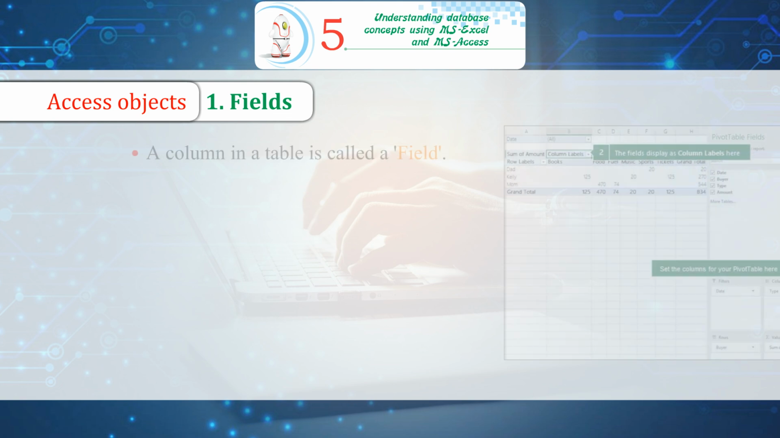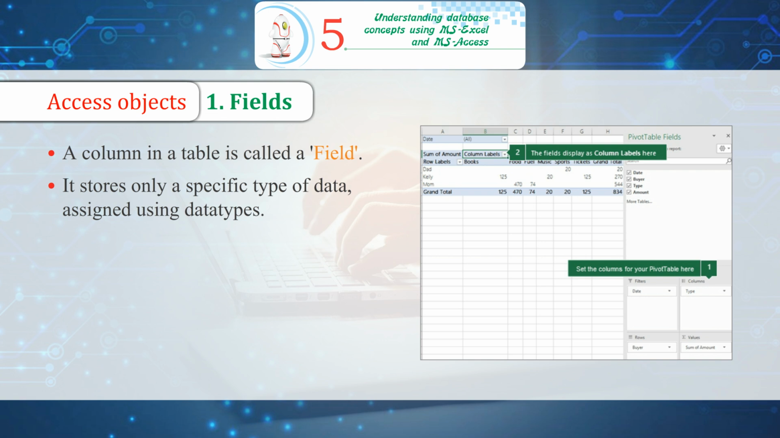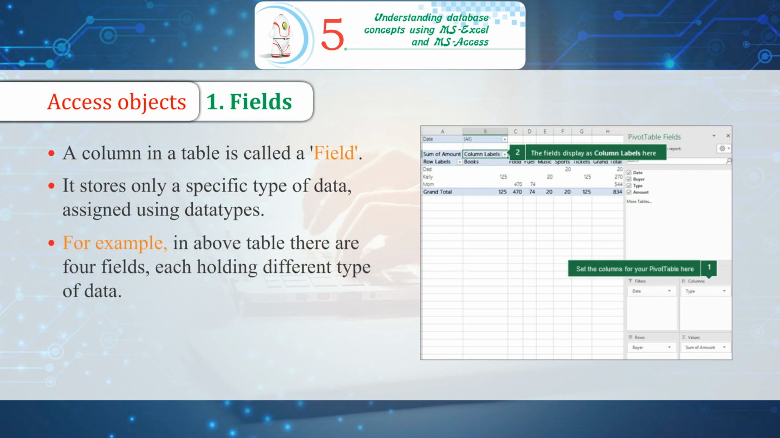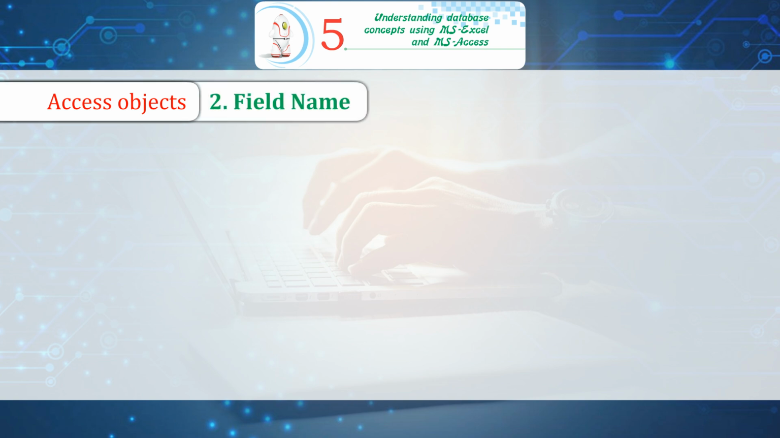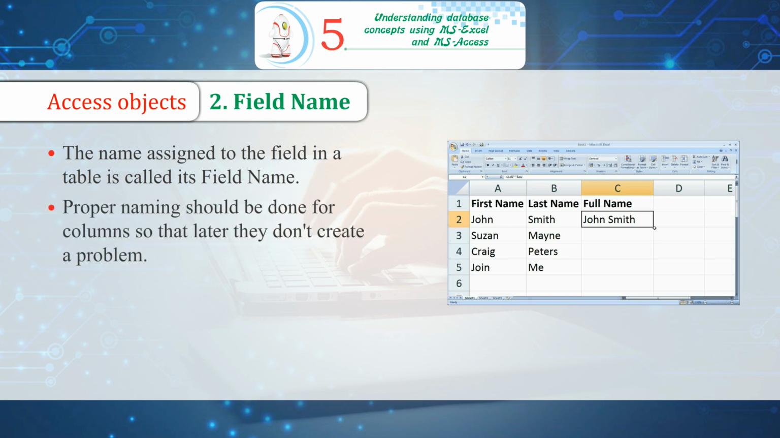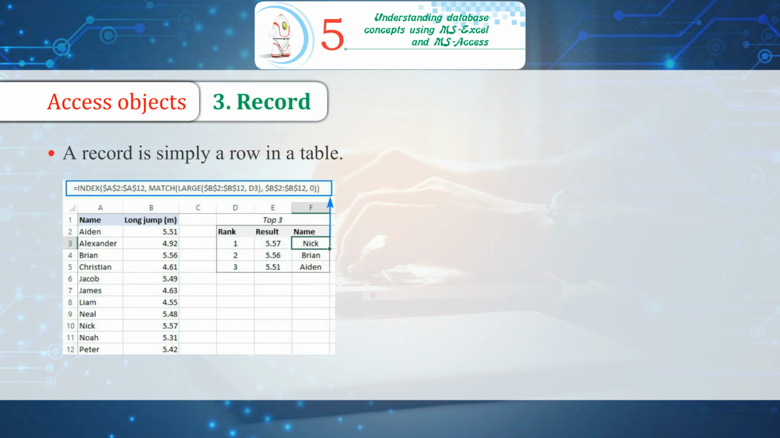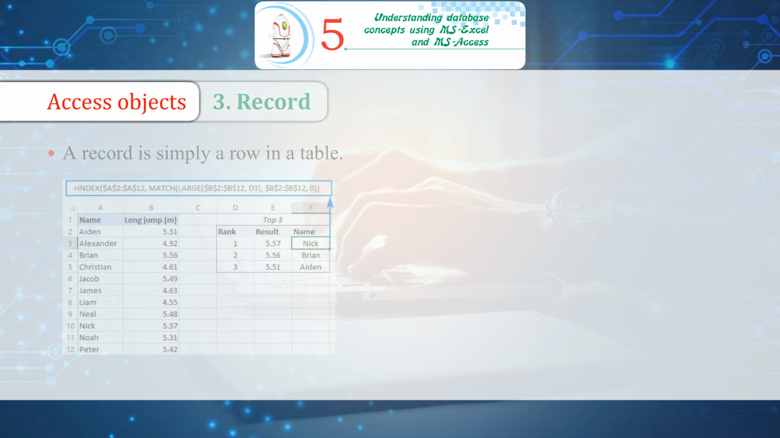1. Fields. A column in a table is called a field. It stores only a specific type of data assigned using data types. For example, in the About table, there are 4 fields, each holding a different type of data. 2. Field name. The name assigned to the field in a table is called its field name. Proper naming should be done for columns so that later they don't create a problem. 3. Record. A record is simply a row in a table.